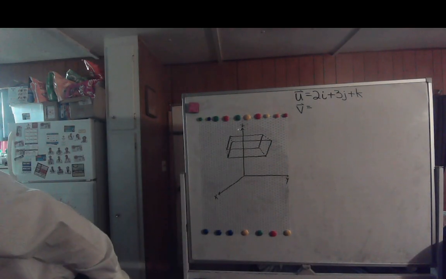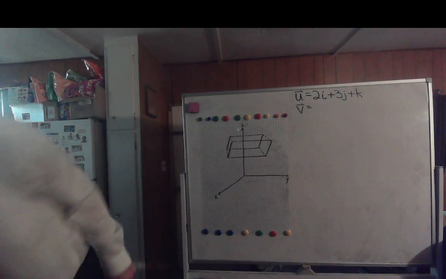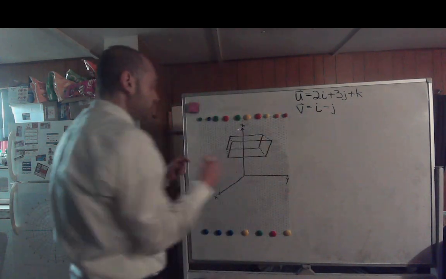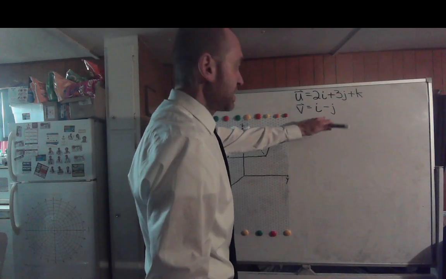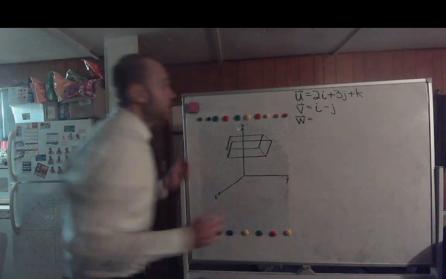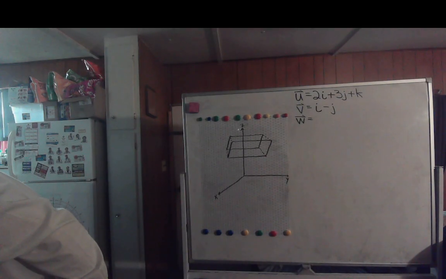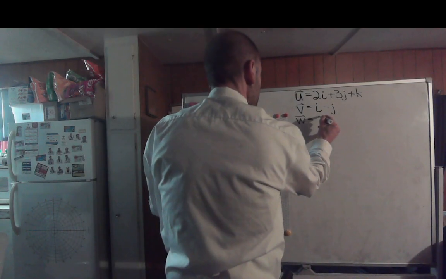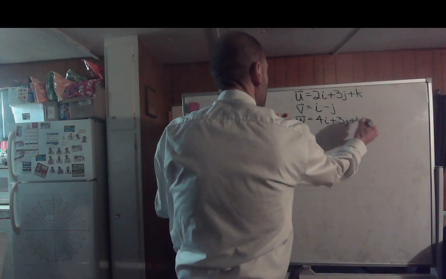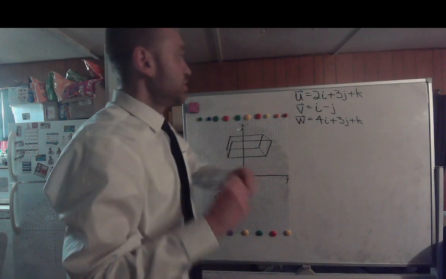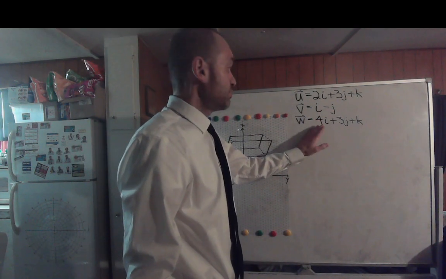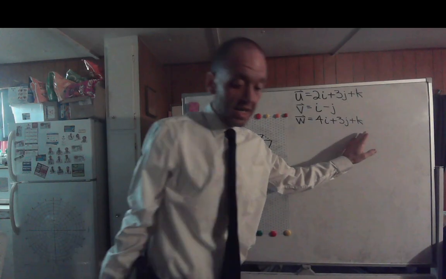is i minus j. So the y component of this is 0, but you have an x and a z component. And then of course we have a vector w, which has 4i plus 3j plus k. So you have vector u with 2i plus 3j plus k. Vector v is i minus j. Vector w is 4i plus 3j plus k.